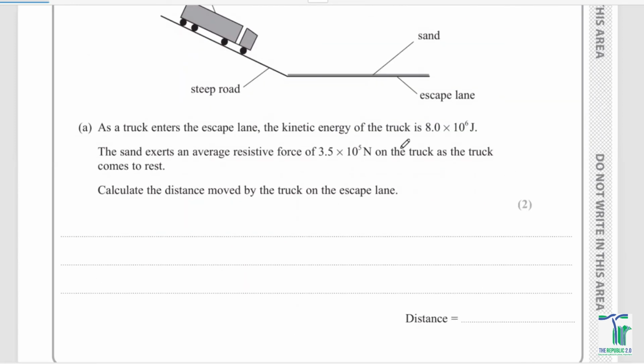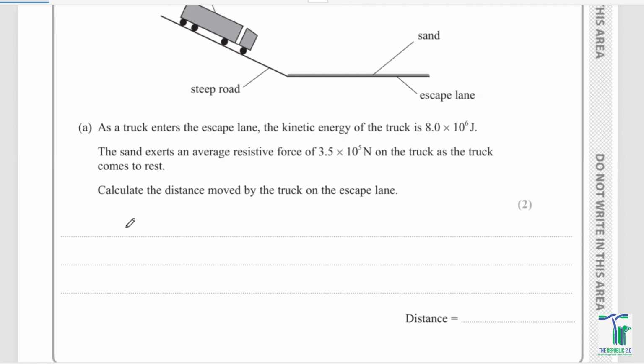That is fine. As the truck enters the escape lane, the kinetic energy of the truck is 8 times 10 raised to the power of 6. So you've got the kinetic energy. The sand exerts an average resistive force of 3.5 times 10 raised to the power of 5 newtons on the truck as the truck comes to rest. So what does that mean? That all the kinetic energy is being consumed to just overcome the work done by the resistive forces.